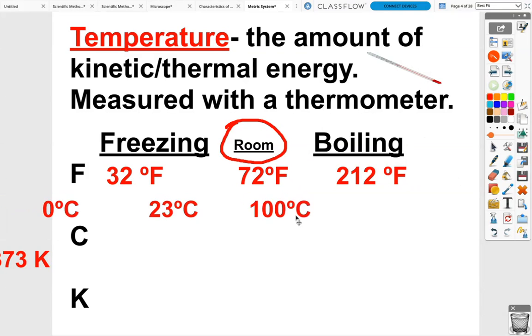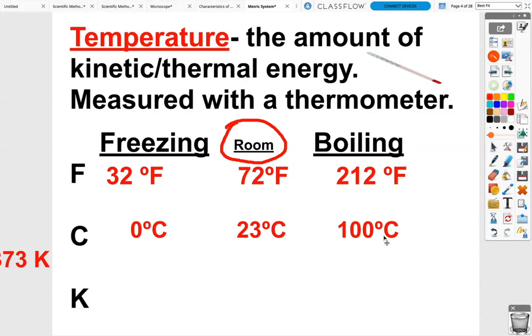On Celsius, Celsius is a little bit easier to deal with because, again, units of 10. But we're not used to thinking in terms of Celsius. So, as far as freezing, that's just 0 degrees Celsius. And as far as boiling, that's 100 degrees Celsius. So, when water reaches 100 degrees Celsius, just like when it reaches 212 degrees Fahrenheit, it's going to start making that phase change from liquid to gas. It will start boiling. But room temperature is 23 degrees Celsius.